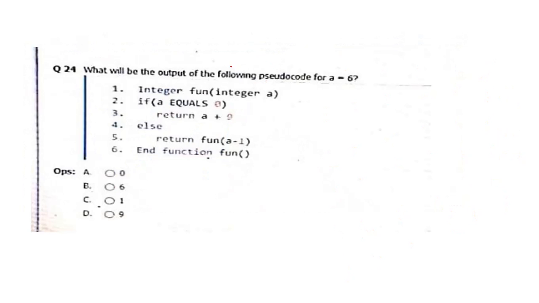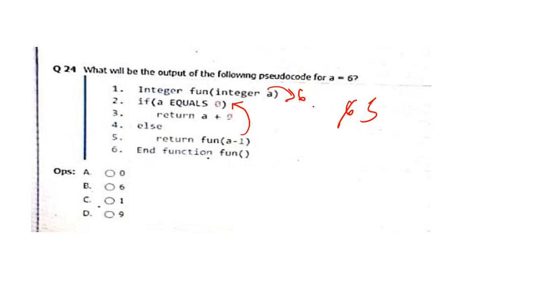So this is the next question: what will be the output of the following pseudocode for a equal to 6? Here we have a function and the value given to us is 6, right? First of all, we are checking if a equals 0. a is 6, that is not 0, so this won't be true. Otherwise, what we have to return? The function of a minus 1. So we are calling the same function itself. The value 6 will be reduced to 5 now, and we are calling the same function.